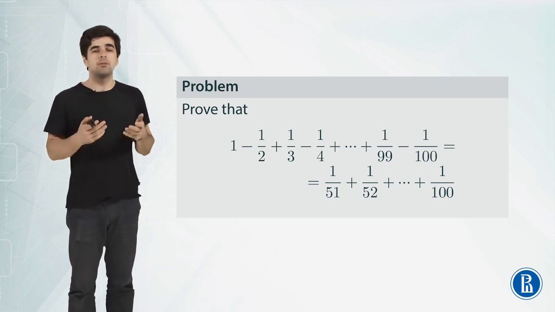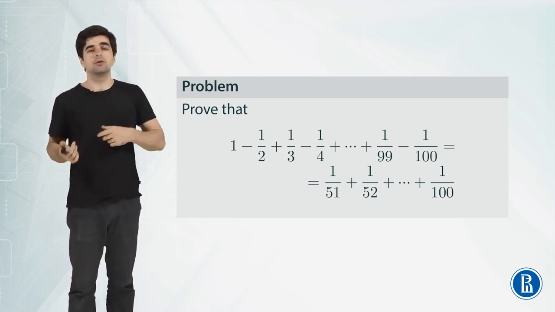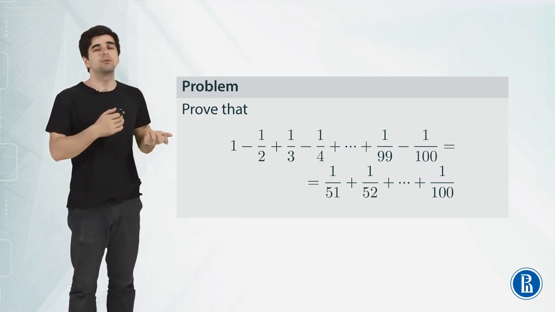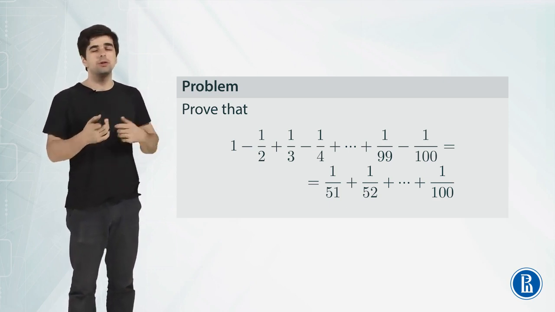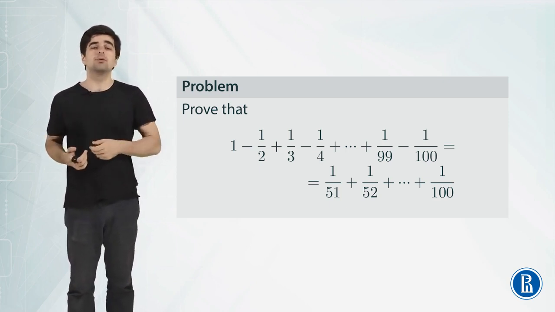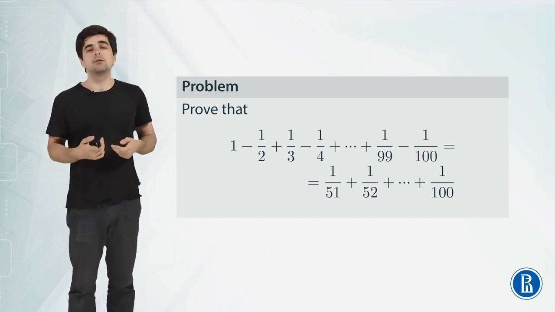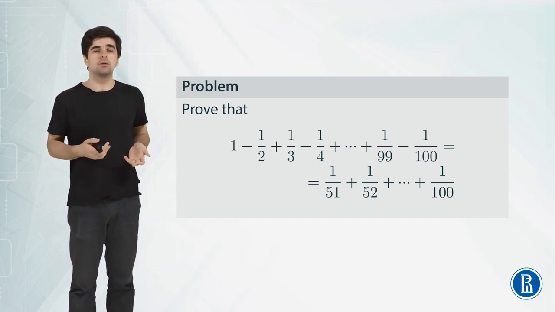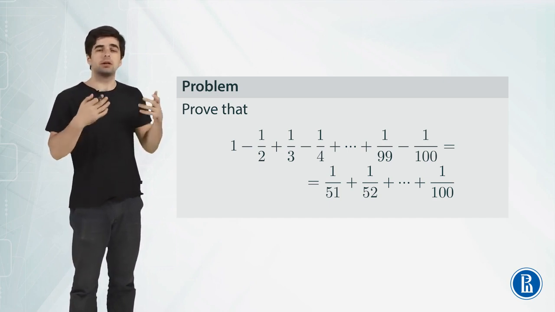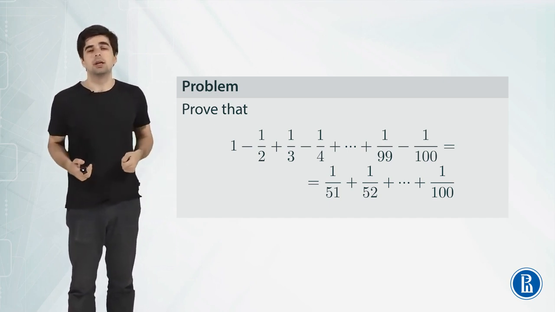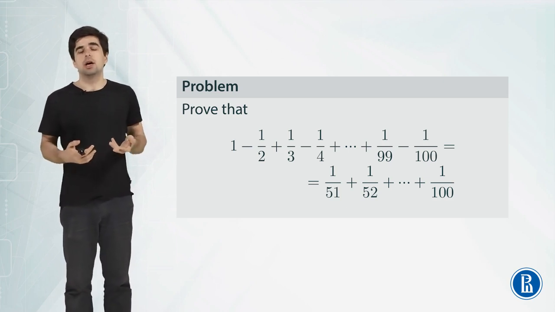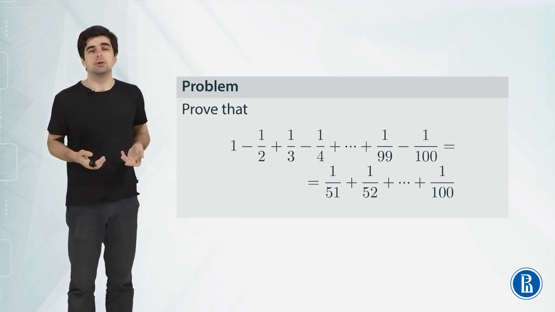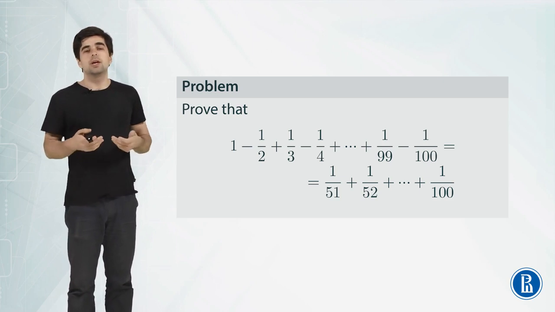We need to prove the equality of an alternating sum and a regular sum. The alternating sum on the left is 1 minus 1 over 2 plus 1 over 3 minus 1 over 4 and so on, with alternating pluses and minuses up to 1 over 99 minus 1 over 100. And the sum on the right is from 1 over 51 plus 1 over 52 and up to 1 over 100.